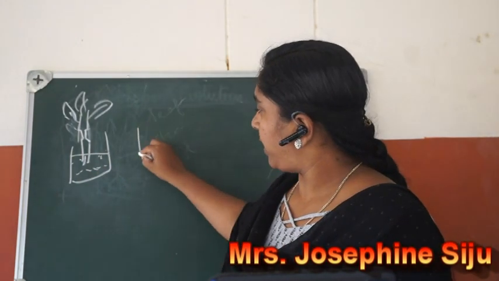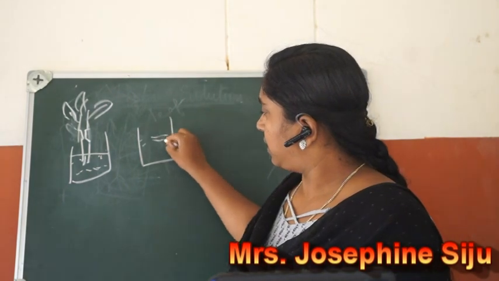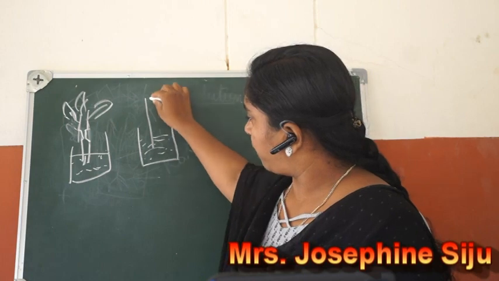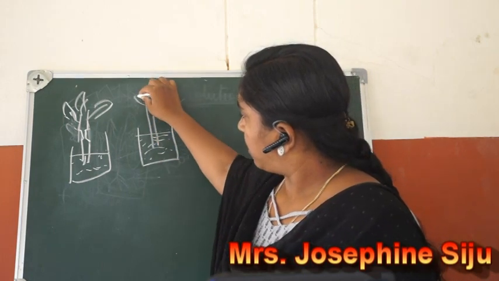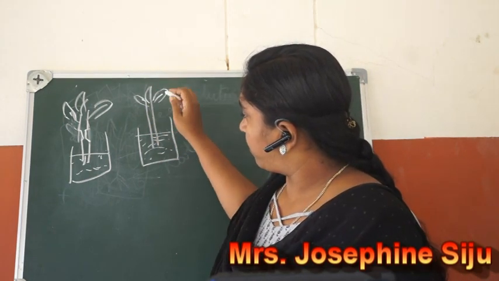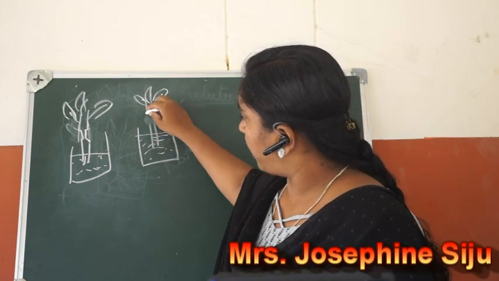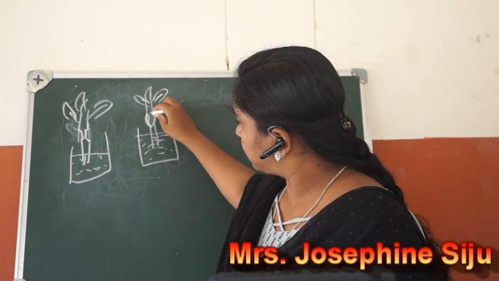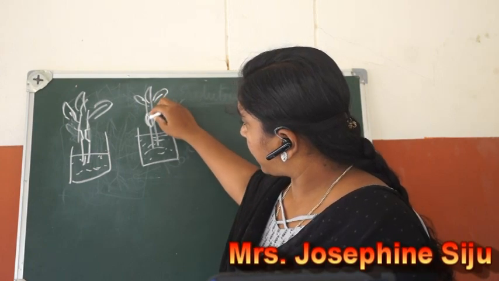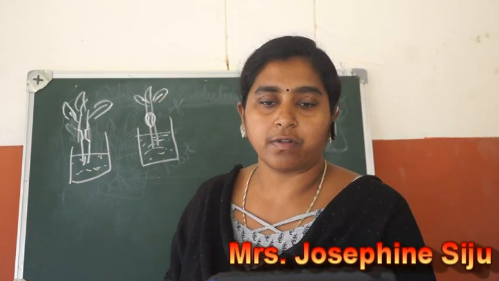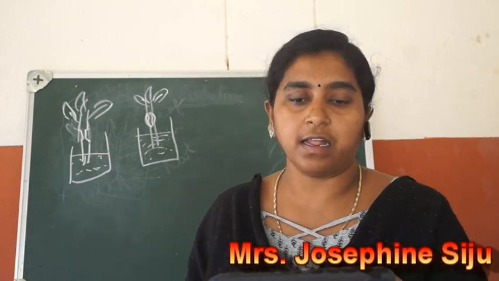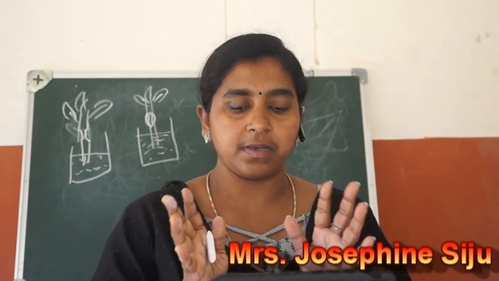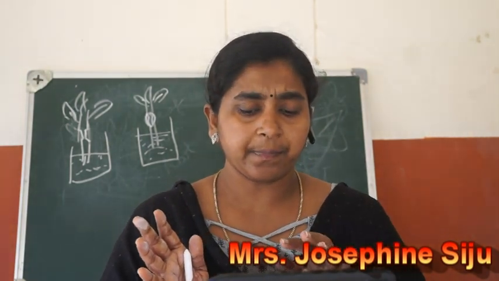So in the second beaker also take the same amount of water and the same kind of leafy shoot. But here you keep the phloem and remove the inner part of it. So the inner part will be removed. In the picture you will be able to see clearly that the phloem is left but the xylem is removed. Clear?